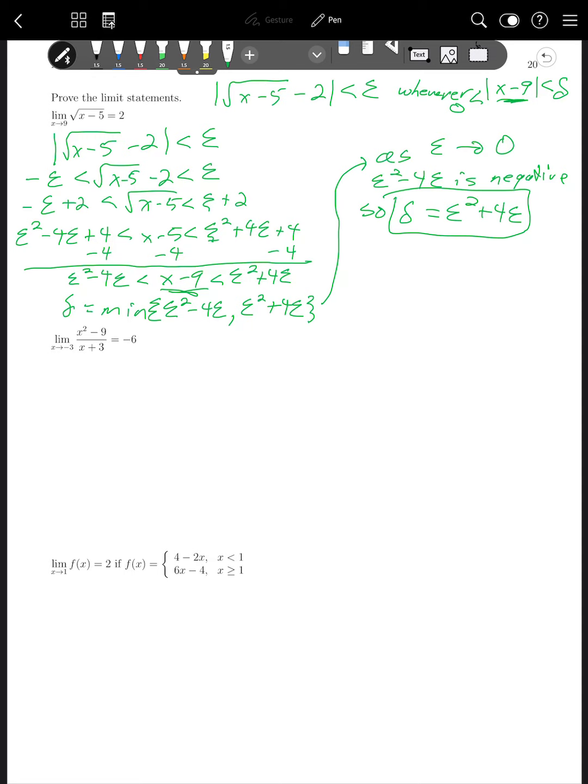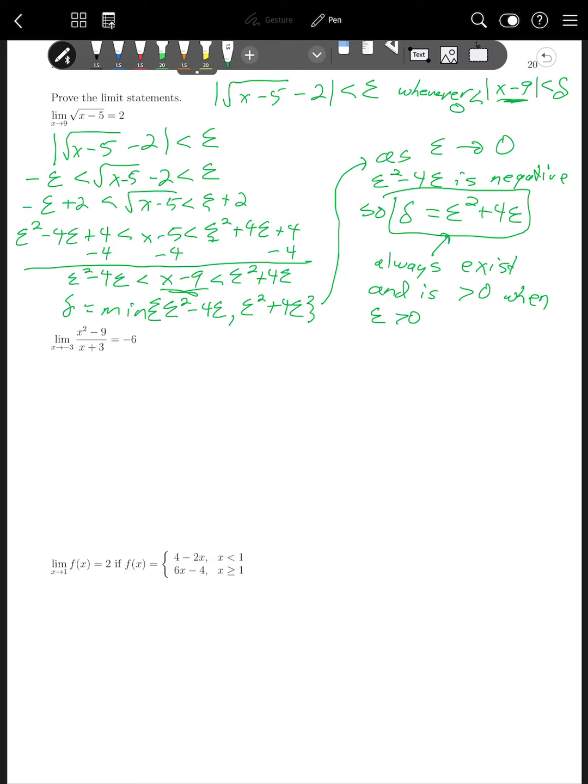So the key here is this epsilon always exists and is greater than 0 when epsilon is greater than 0. And that's what we're looking for. And so no matter how small I make epsilon, I'll be able to find a delta that matches up with that. Okay? Okay, so let's try another one together.